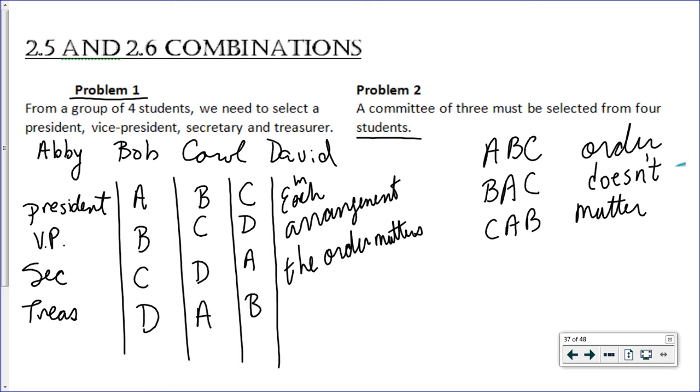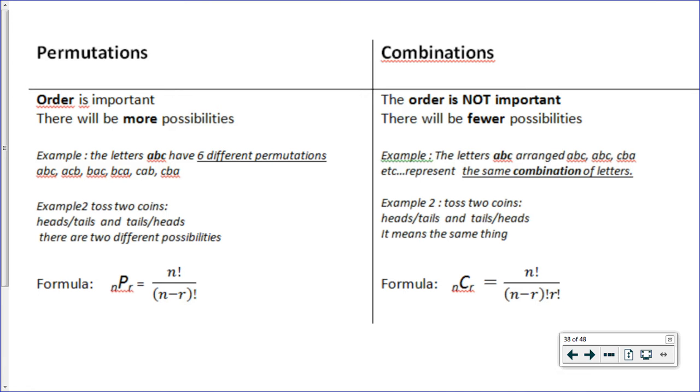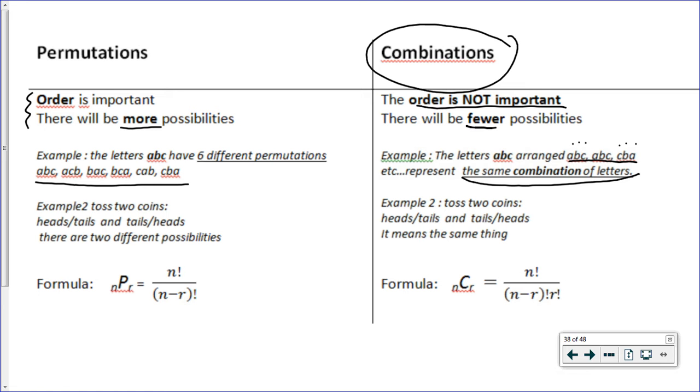And so that's really the difference between a permutation and a combination. In a permutation, the order is important, and because of that, there will be more possibilities. For example, the letters A, B, C have 6 different permutations, and there they are: A, B, C, A, C, B, and so on. Whereas over here, the letters A, B, C arranged as A, B, C, C, B, A, etc., all represent the same combination of letters. These are our committees with Abby, Bob, and Carol, or Carol, Bob, and Abby, whatever her name was. They're the same committee. So order is not important in a combination, and therefore there will be fewer possibilities.